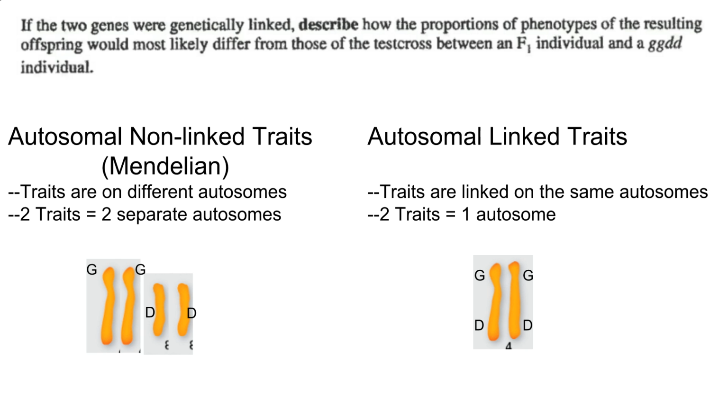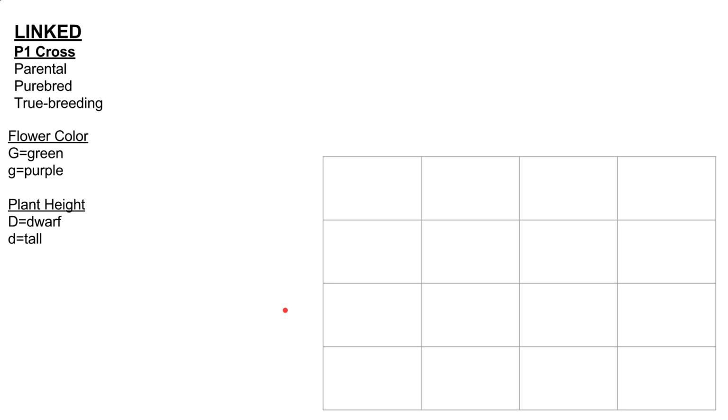I'm going to take you through a P1 cross, so that you get this idea of how linked traits differ from non-linked traits. When we're talking non-linked, again, the traits are on separate autosomes. If they are linked, the traits are on the same autosome. So even though you have GGDD and you have 4 letters, you only have 2 chromosomes. So this actually almost gets back to a monohybrid cross, just with multiple letters. So let's take a look at what that looks like. A linked P1 cross.